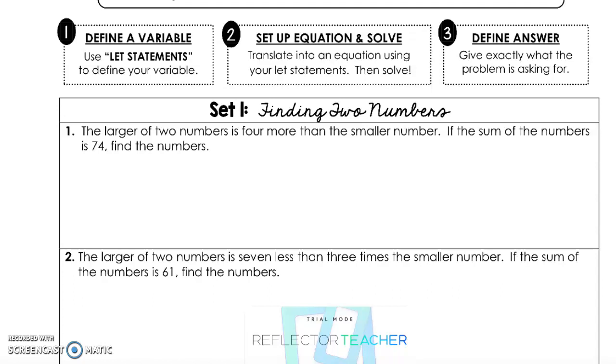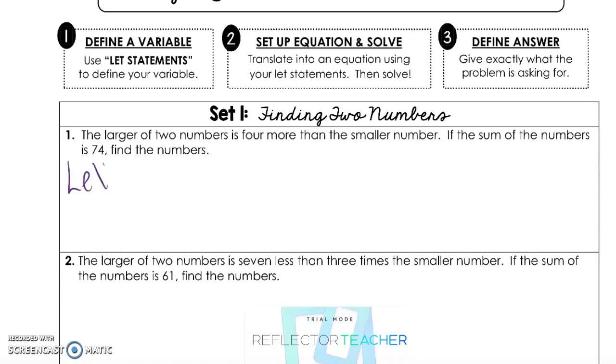The larger of 2 numbers is 4 more than the smaller number. If the sum of the numbers is 74, find the numbers. Some people like to start with their let statements. So let x equal the smaller number. It says the larger one and then gives a description, so that means you want the smaller one to be just plain x.